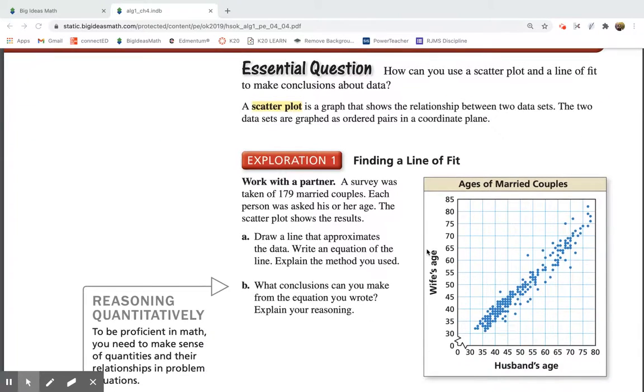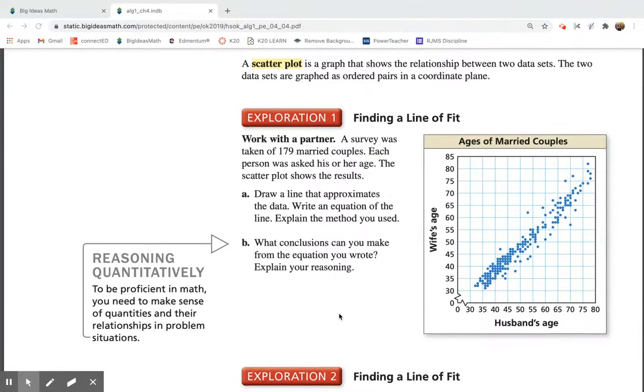So for example, it typically is best when you have a whole lot of data. Like looking at this, it's the age of married couples, how old the wife is versus how old the husband is. That was their ages when they got married. For example, if I wanted to put everybody's test grade, that would be a good way to see the average and see if there's any kind of relationship happening.